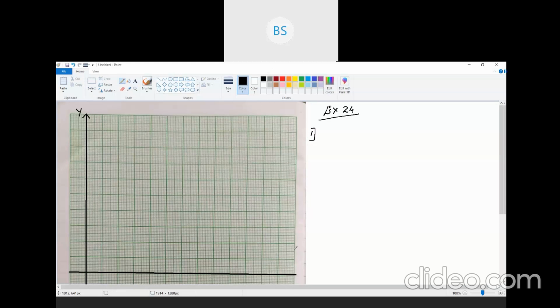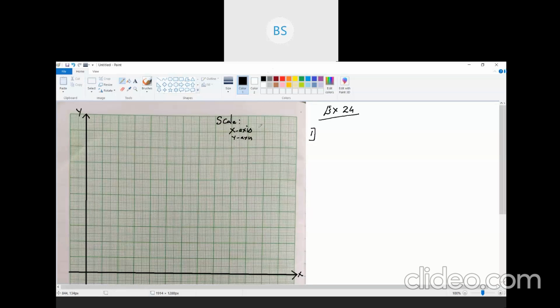So this is y, and this is x. Scale, what will be the scale? Once x-axis and y-axis are drawn, you have to write the scale. That is also important. That fetches you 1 mark. You should always write down the scale for x-axis and y-axis.